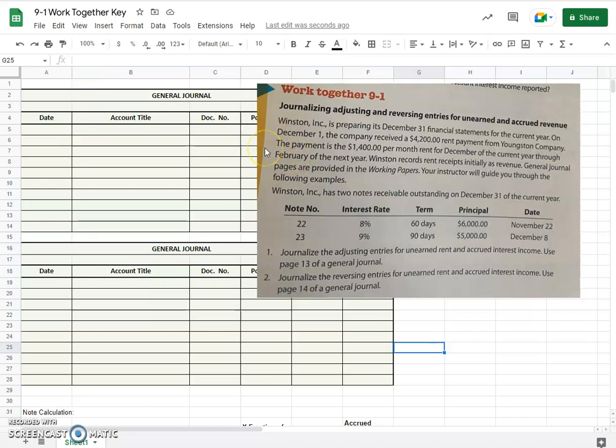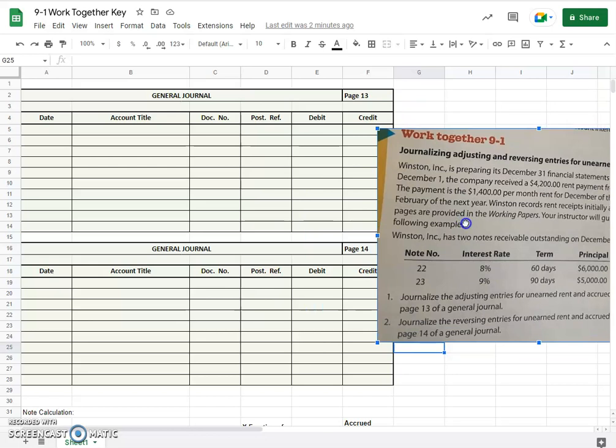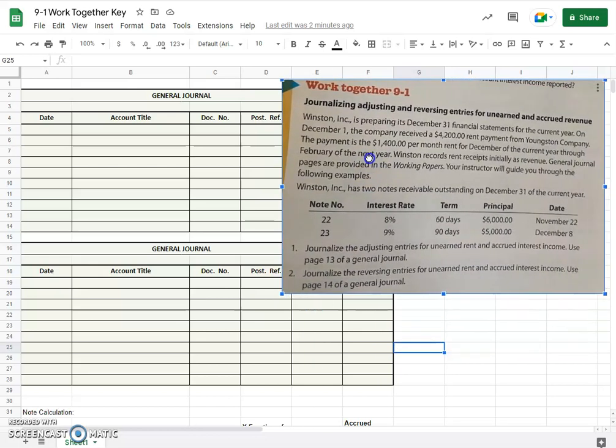Winston Incorporated has two notes receivable outstanding on December 31st of the current year. We need to journalize the adjusting entries for unearned rent and accrued interest income. That's number one on page 13 of the general journal, so we'll do that in this top part.